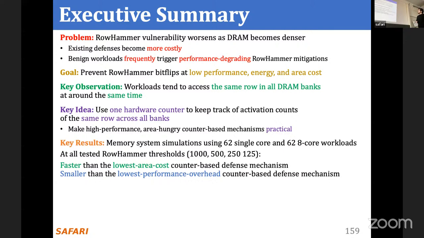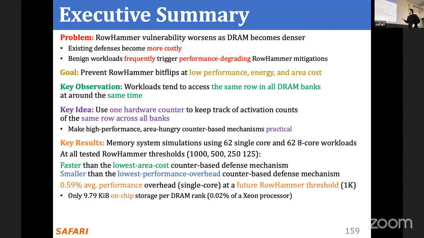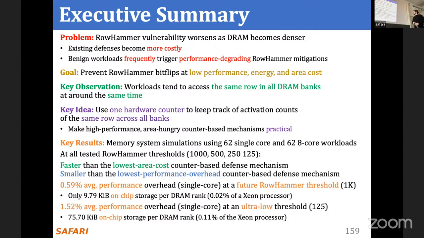But the results are quite good. Quantitatively, it's faster than the lowest area cost counter-based defense mechanism, which was Hydra when we developed this idea. And it's smaller in hardware area than the lowest performance overhead counter-based defense mechanism, which is Graphene. It only incurs 0.59% average performance overhead over the same 61 single core workloads at a future RowHammer threshold of 1000. We say future because the lowest we have observed so far is 4800. And it only needs 9.79 kilobytes of on-chip storage per DRAM. At the ultra low threshold of 125, the overhead of our mechanism is only 1.52%. Its area overheads increase slightly, but it's still much smaller than Graphene's, while it has competitive performance to Graphene. So that's the work by Ataberk.